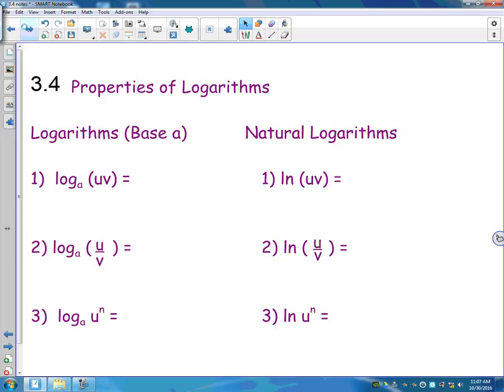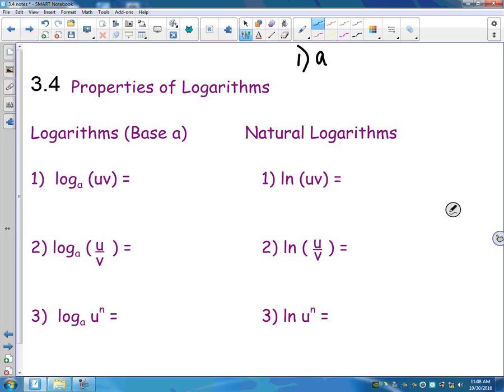So the posters that you made should have been leading us to these three basic properties, and I wrote them again in terms of log base a or ln. But if you remember your exponential rules, then logarithms have the same kind of rules here. Remember that when you multiply exponents with the same base, so number one here, I'm going to show you where this comes from.